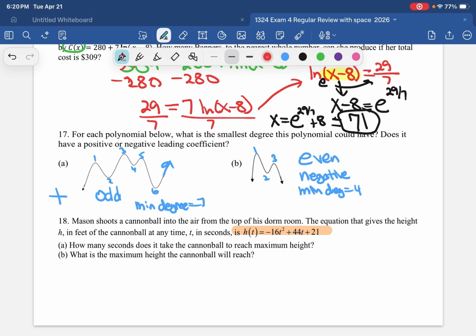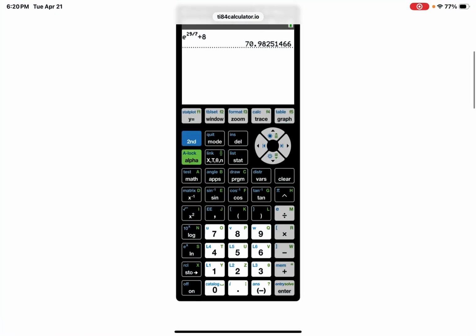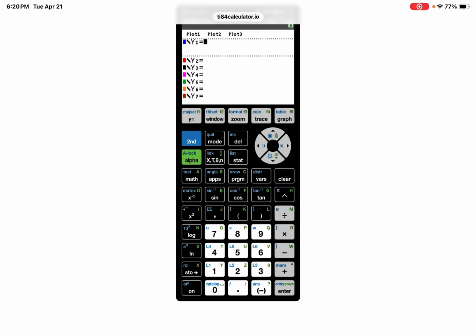So we are going to graph this, and we'll find the maximum on our calculator. The y value is always going to be the maximum. The x value is how long it's going to take to get there. So I'm going to go to my calculator and graph negative 16x squared plus 44x plus 21. I'm going to go to Y equals, and I have negative 16x squared plus 44x plus 21.